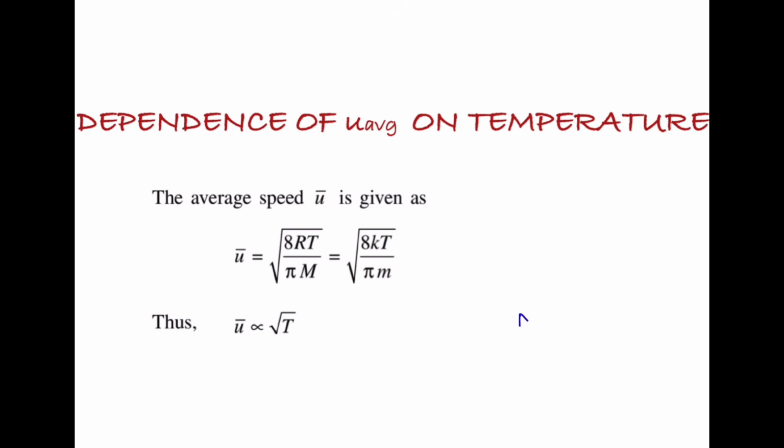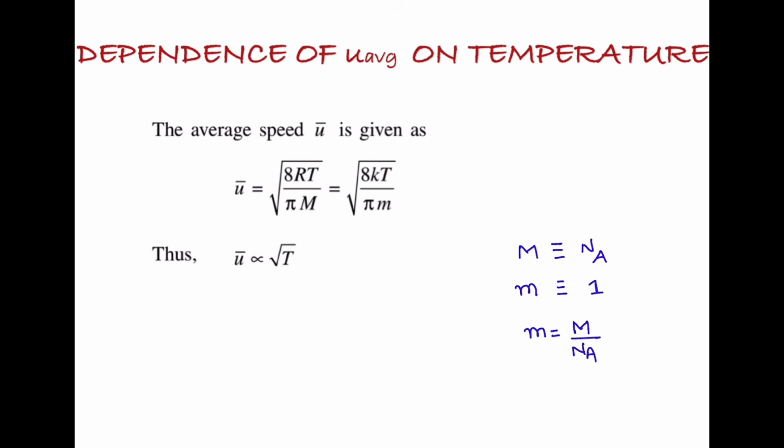Molar mass of the gas, that is capital M, is the mass of Avogadro number of molecules, and small m is the mass of a single molecule. If you do cross multiplication, small m is equal to capital M by Na, and from this, molar mass is equal to mass of a single molecule into Avogadro's number. So in place of molar mass, you are writing mass of single molecule into Avogadro's number.